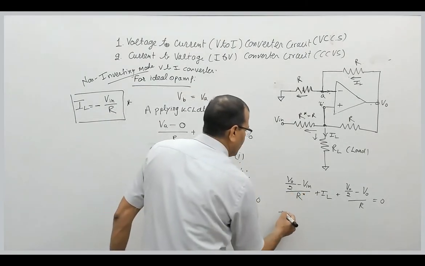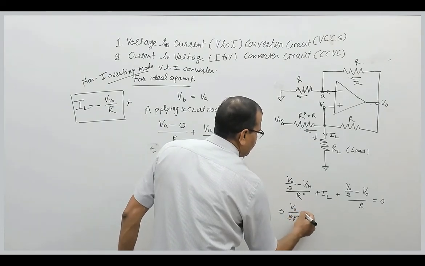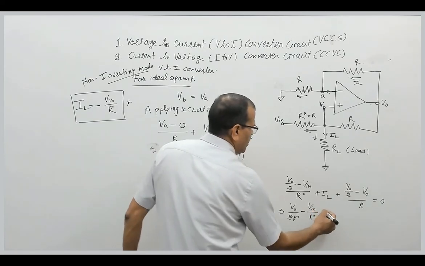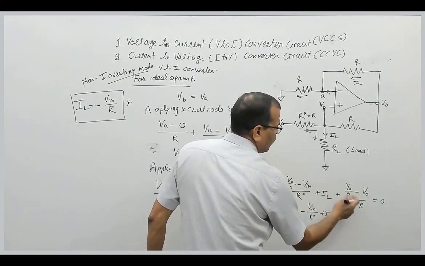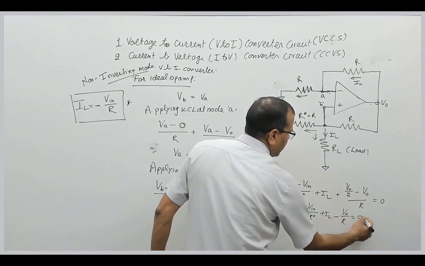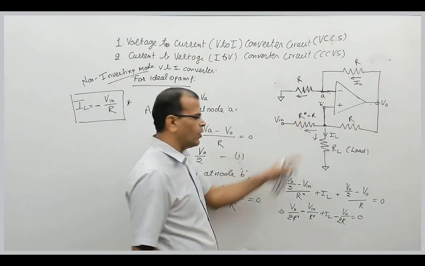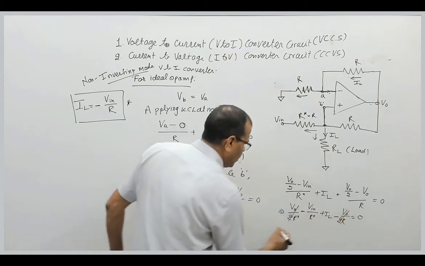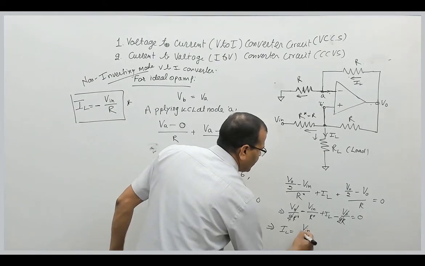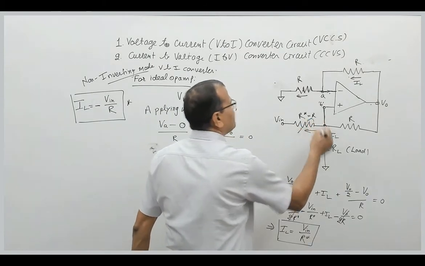Fine. So this is what? V0 by 2R star minus V in by R star plus IL. Then what is this? Minus V0, so minus V0 by 2R, that is equal to 0. This and this term is same. I am saying R star, but that is R only. So this and this is cancelled out. So this gives the load current is equal to input voltage by R or R star, that is this resistance.